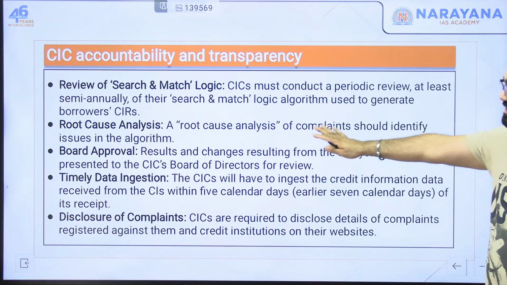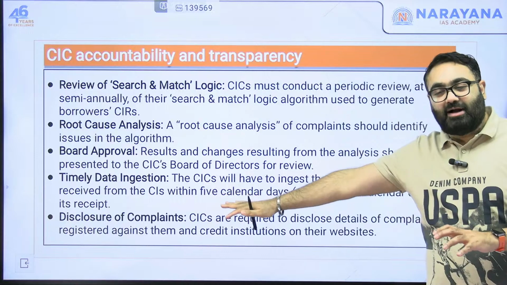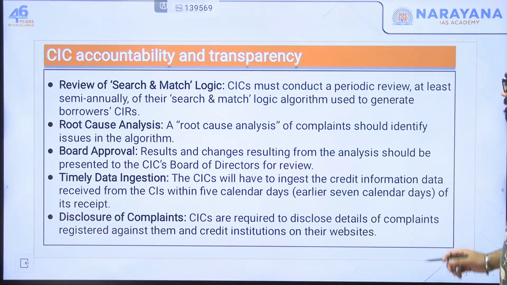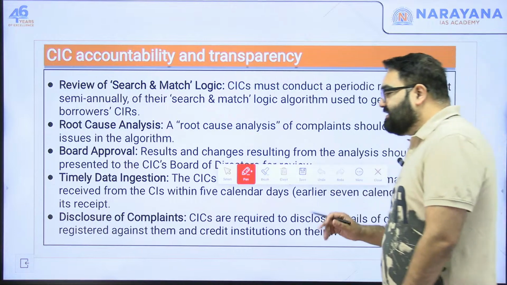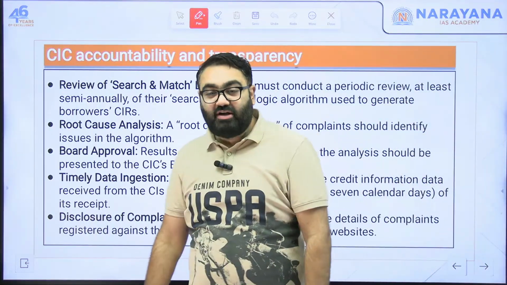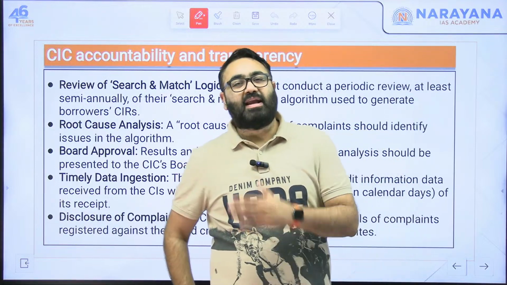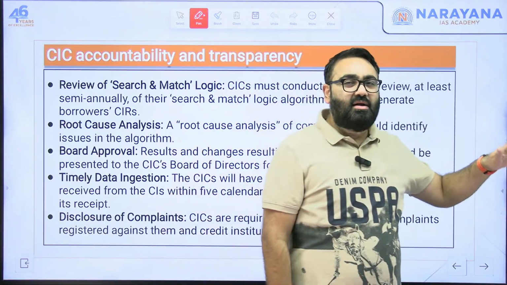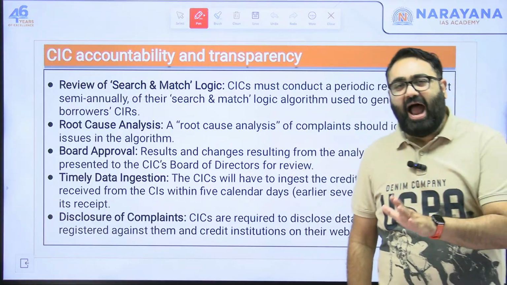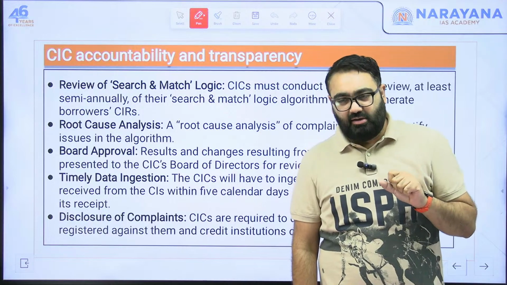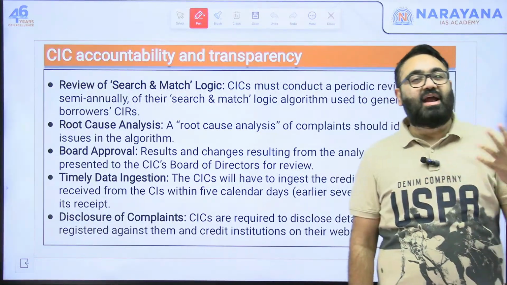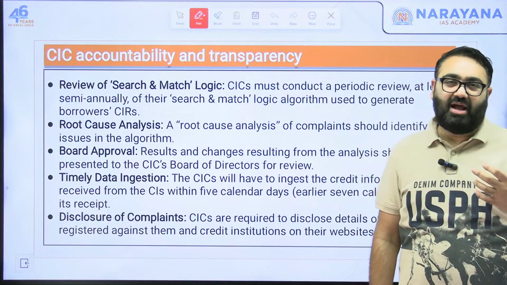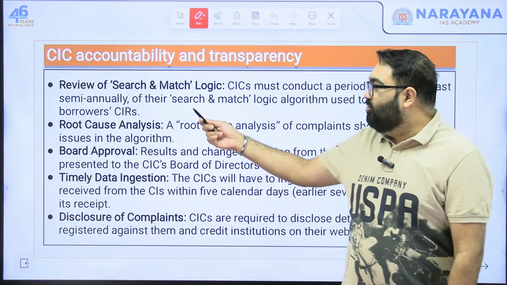Now, these are the things that have been told by the RBI to these companies. This is how they'll have to operate. These are regulations upon them. First, review of the search and match logic. So basically, when the banks ask for data of any individual, let's say my name is Harshmeet Singh, I have submitted a loan application at Axis Bank. They will ask CIBIL that a person by Harshmeet Singh's name has applied for a loan, check their account and tell me your data. Now, whether that account is of me or someone else by a similar name, or there is a mistake there, which account has been fetched, which information has been checked, it depends on the algorithm that they use. So the RBI will review this semi-annually.